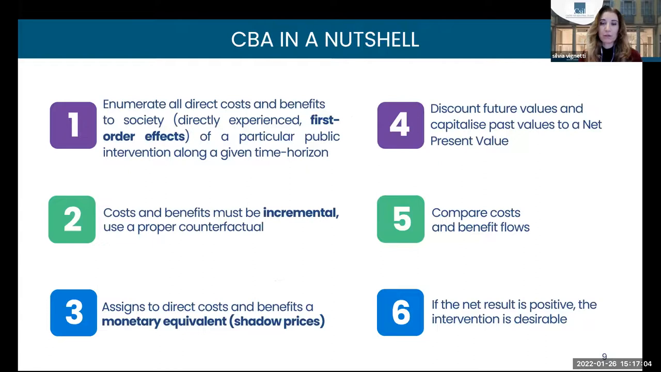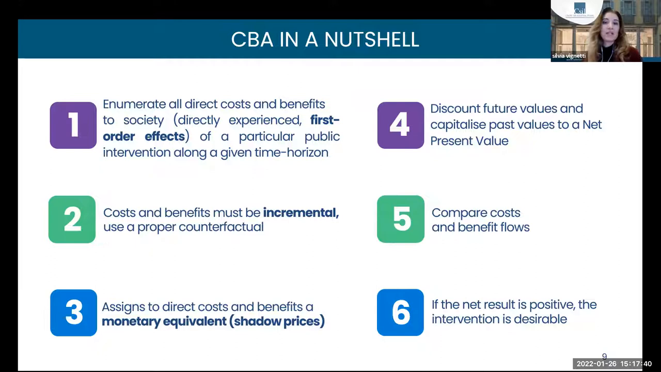But in a nutshell, CBA is a structured way of identifying all direct costs and benefits to society. And you have to pay attention to the first order effects, so direct costs and benefits. We are not looking at second-hand or wider effects. It is pretty much focusing on the direct effects of a project, of a particular public intervention, along a given time horizon. Another crucial aspect of CBA is the fact that it looks into the future.